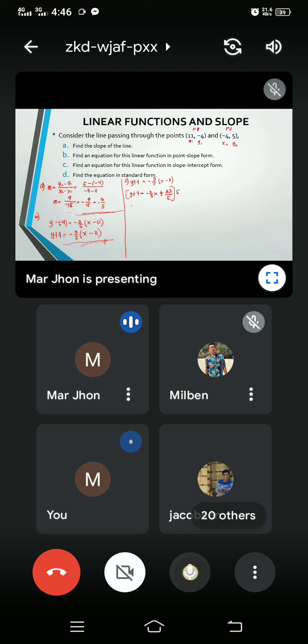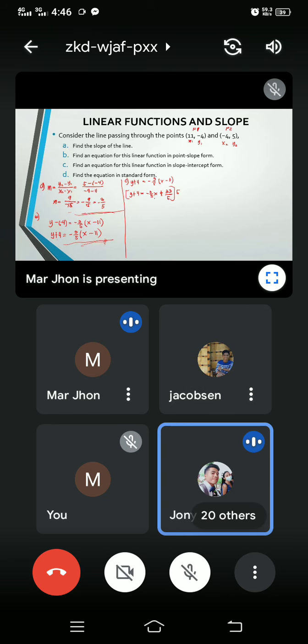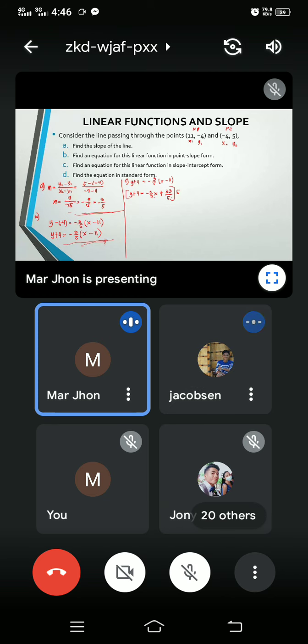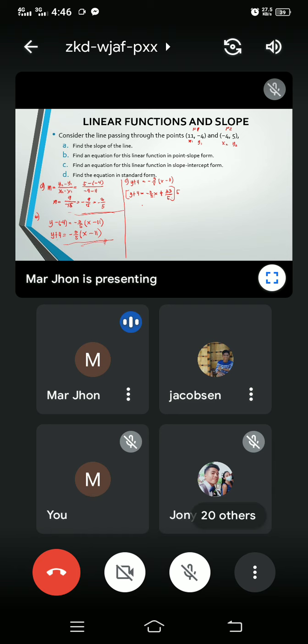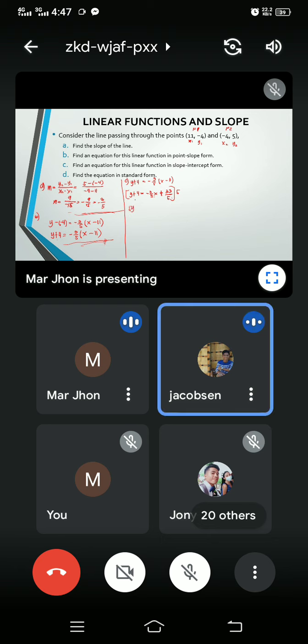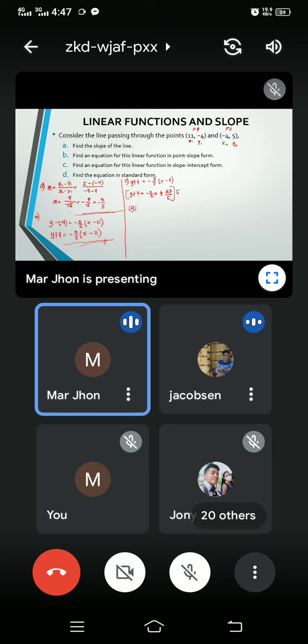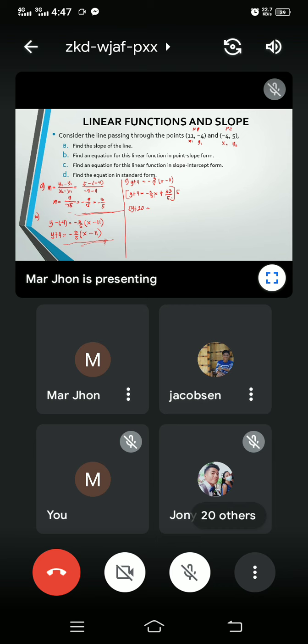So, to get the denominators, we multiply to make it a whole number. So, 5 times y is 5y, 5 times 4, positive 20, is equal to negative 3/5 times 5. So, cancel the 5, and we have negative 3x.